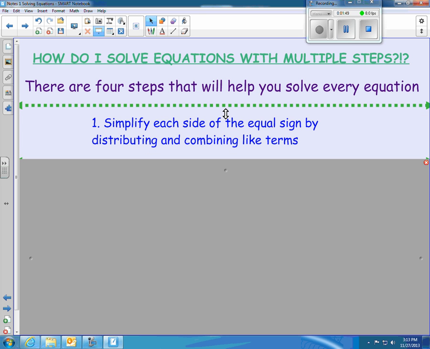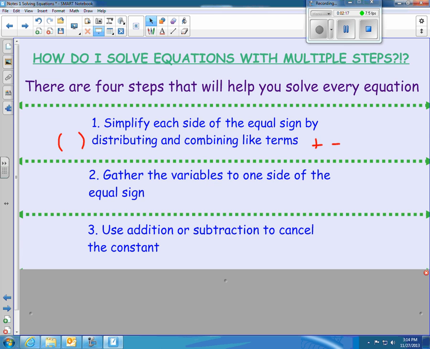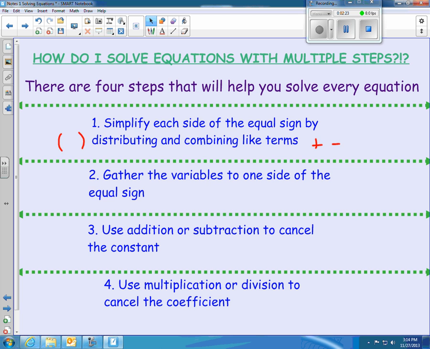So step 1 says simplify each side of the equal sign by distributing or combining like terms. So if you have parentheses, you're going to be thinking, I'm distributing. If you have multiple terms that have a variable or multiple constants, you're going to combine them. So you're adding or you're subtracting them. Then you're going to gather the variables to one side of the equal sign. So all your variables are going to end up on one side. You're going to use addition or subtraction to cancel the constants. And our step 4 is you're going to use multiplication or division to cancel the coefficient.